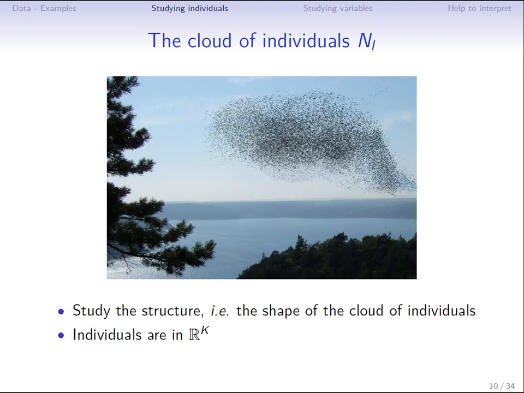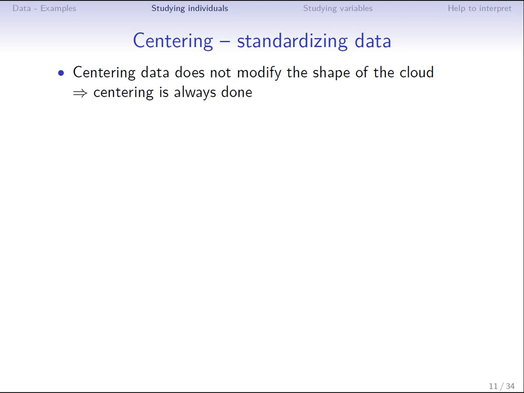Here we have a 2-dimensional representation of a cloud of points, a cloud of birds, that evolves in 3 dimensions. So individuals evolve in a space that is large, and we want to visualize it with a 2-dimensional graphical representation. With PCA, we are going to study the shape of the cloud. To study the shape of the cloud, we have to talk about centering and data reduction or data standardization.